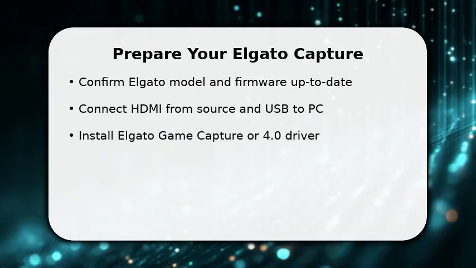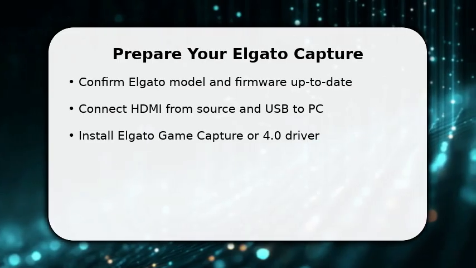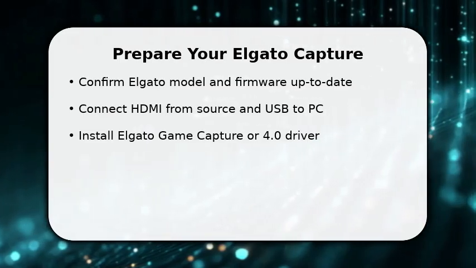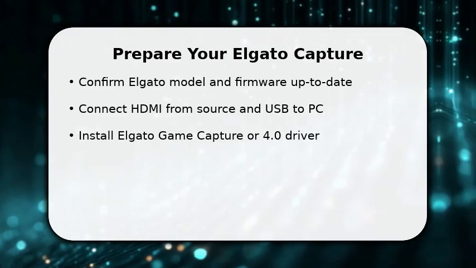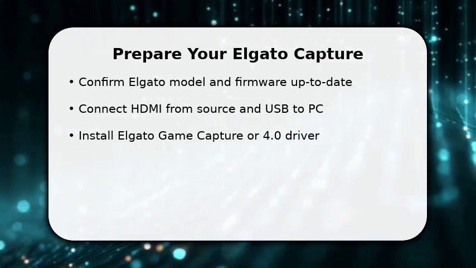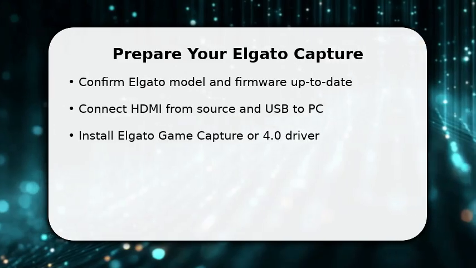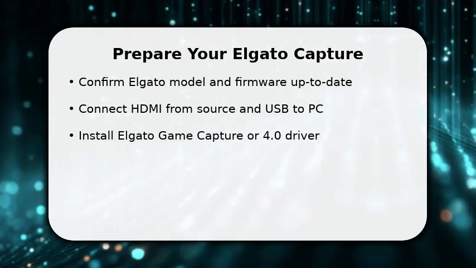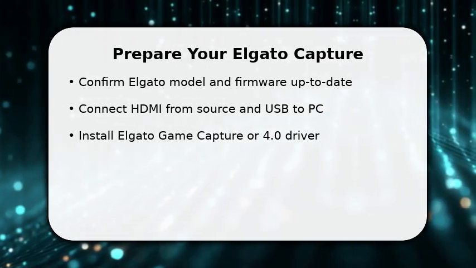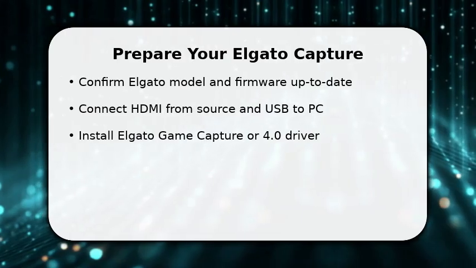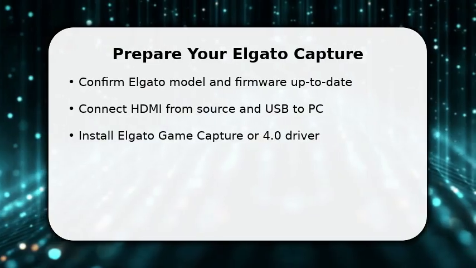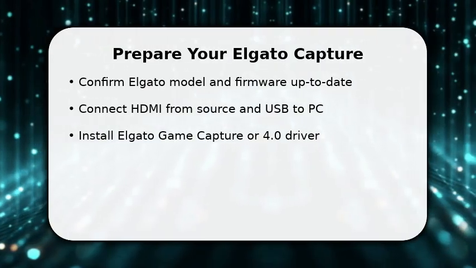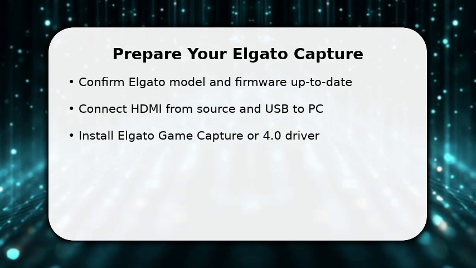You begin by preparing the Elgato hardware so recording and streaming are stable. Plug HDMI from your console or camera into the Elgato input and USB-C to your PC. This creates a direct capture path. Once done, install the latest Elgato game capture or drivers so your system recognizes the device and avoids dropped frames. Make sure your console output is set to the correct resolution and frame rate. That alignment prevents scaling and stuttering later.